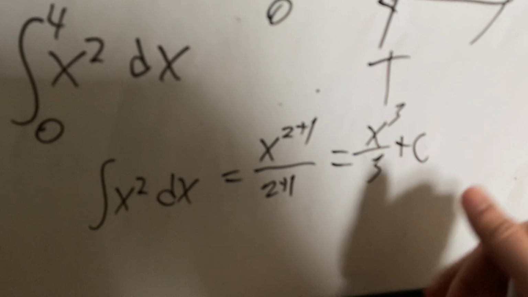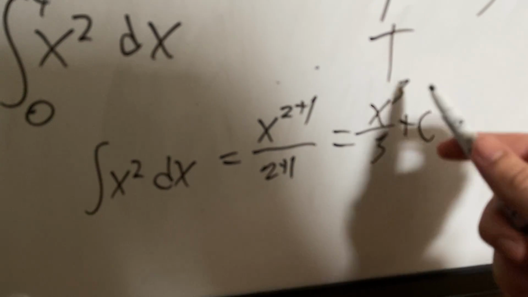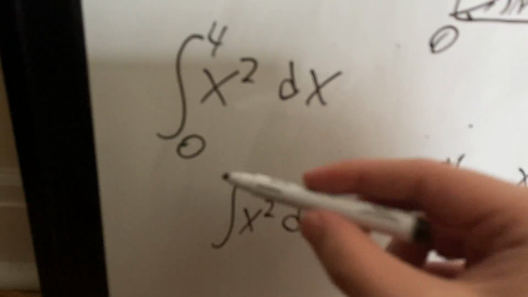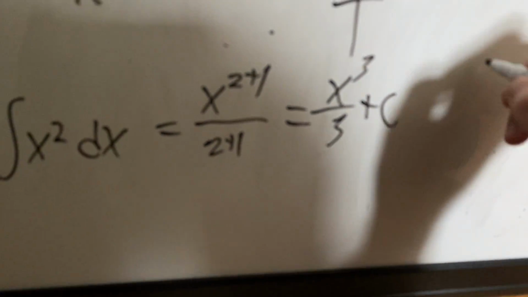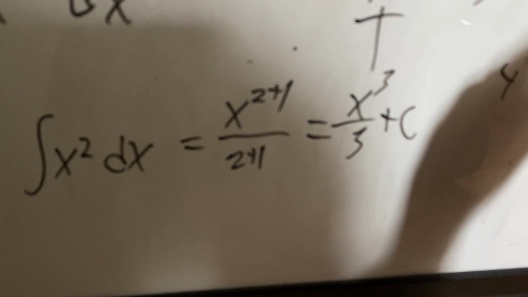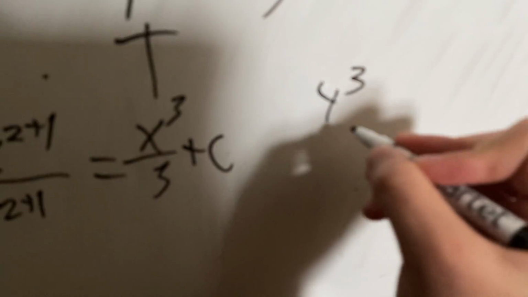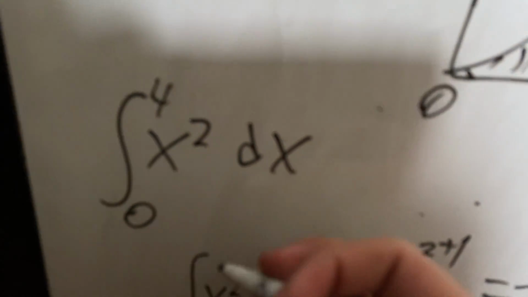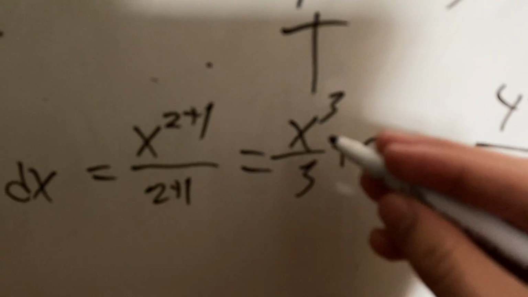Now what we do, because we're almost there, with x cubed over 3 is we plug in our upper bound and our lower bound into x. So we have x cubed over 3. So we get 4 cubed over 3 minus our lower bound of 0. And remember, we're plugging this in for x.